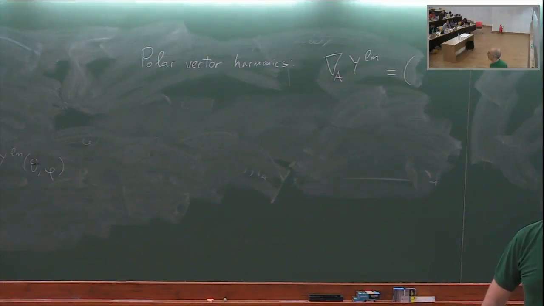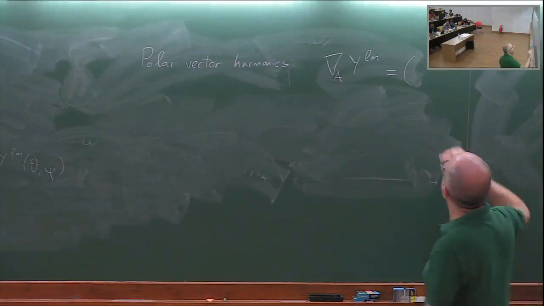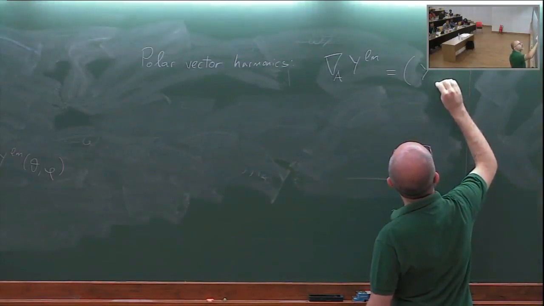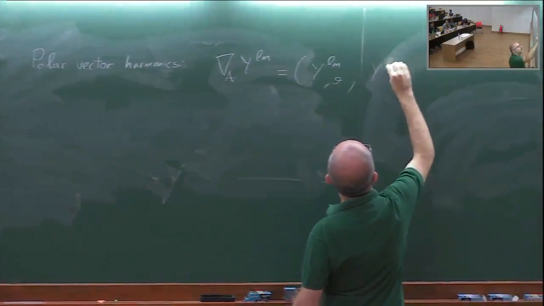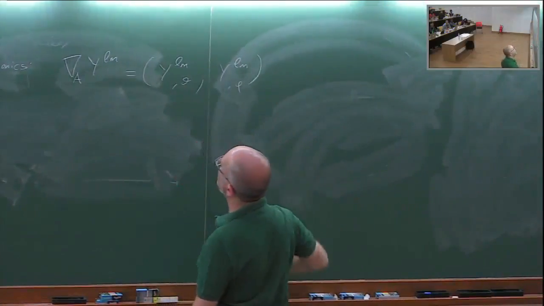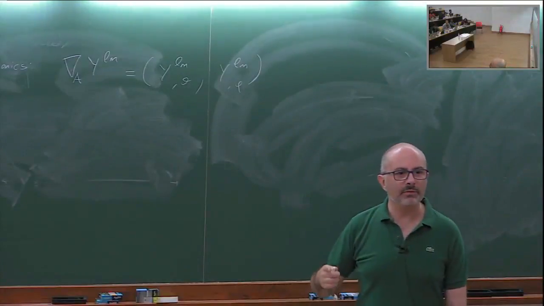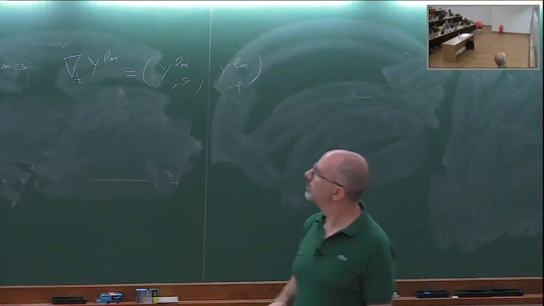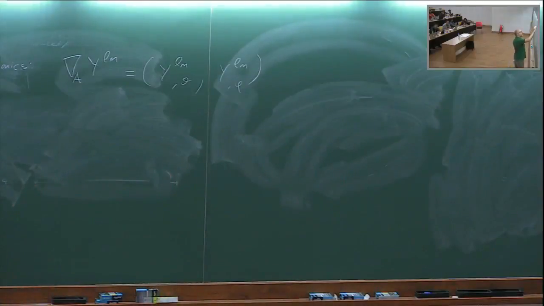I'm taking the covariant derivative with respect to theta and phi of Y_LM, which is a scalar. So what is the covariant derivative of a scalar? It's the ordinary derivative. So what is the theta component of this vector? Y_LM comma theta, okay? So I'll call this a polar vector harmonic.